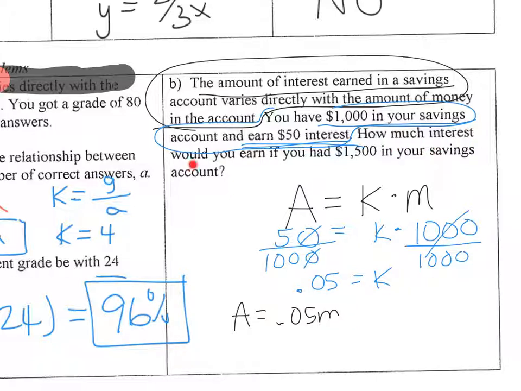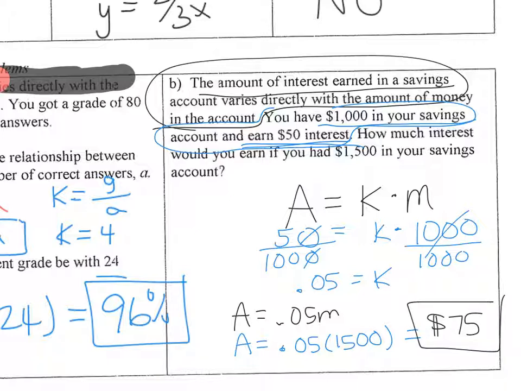How much interest would you earn if you had $1,500 in your savings account? I'm going to plug in 0.05 times 1,500 and get $75. So $75 is the amount of interest I would earn. So the 3 steps: write your general equation, then substitute to find K, write your equation with K in it, and then answer the question at the end.